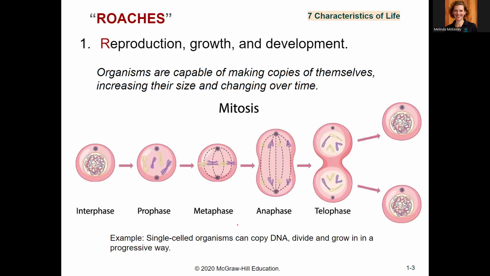Reproduction, growth, and development. So organisms are capable of making copies of themselves. If it's a bacteria, if it's a human, if it's a fungus, they are capable of splitting into two, increasing their size or growing, and developing. So the first initial day may not look the same as day 10, and it will look different from day 30 if it's a 30-day organism.